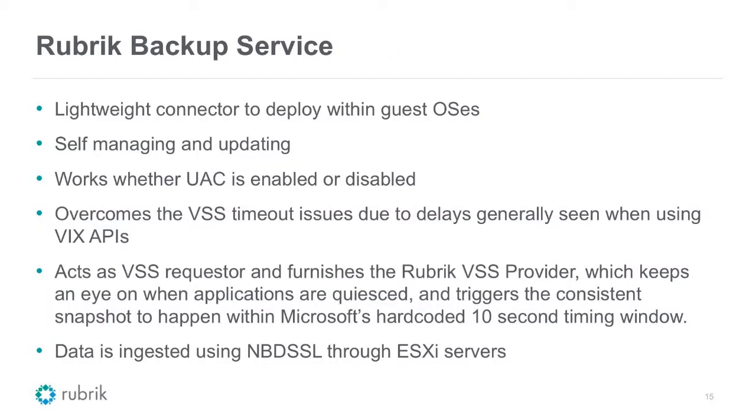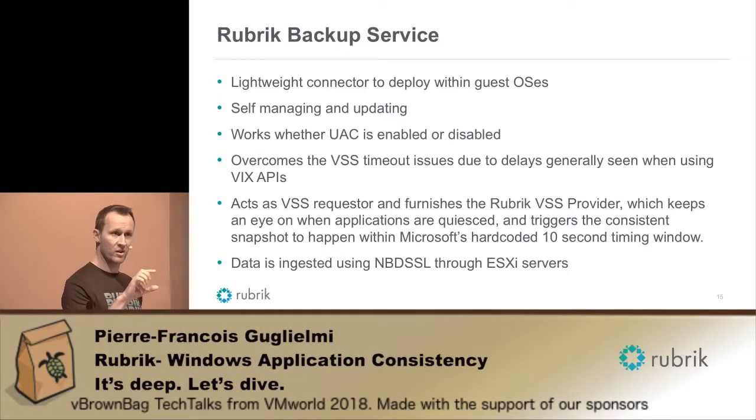So about the Rubrik Backup Service, like I said, it's a very lightweight connector. It's self-managing and updating, so you don't have to deal with management, not really deployment, not upgrading. It does upgrade on its own. It does work whether you have UAC enabled or not, so that's a very good point. And we overcome the VSS timeout issues that I was talking about, which is a critical point to have a successful application consistent backup. We do provide a VSS provider, which is why we don't have these timeout issues, basically.